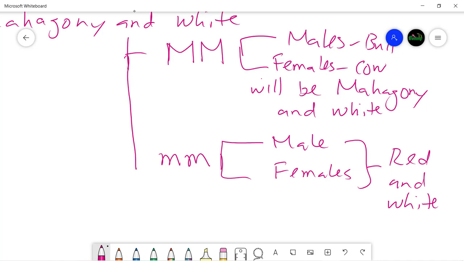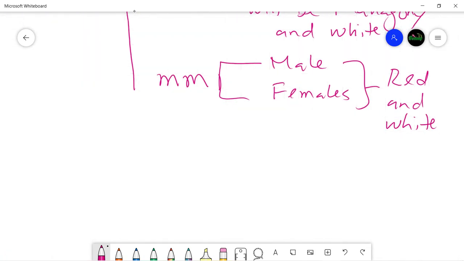However, if an individual is heterozygous, that is when it is carrying an uppercase M and a lowercase m, that is a dominant and a recessive allele, then the phenotype of the heterozygous condition depends upon the gender, the sex of the bearer, whether it's a bull or a cow. So its effect is different in cows as well as bulls.